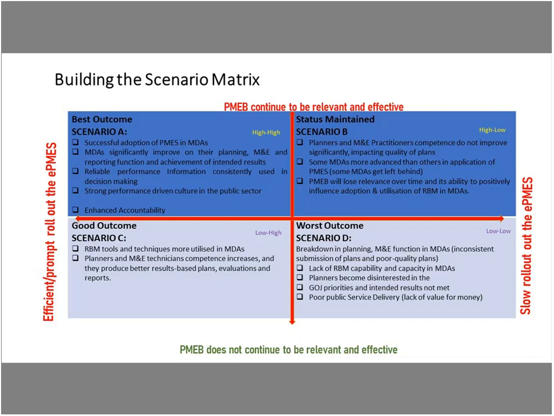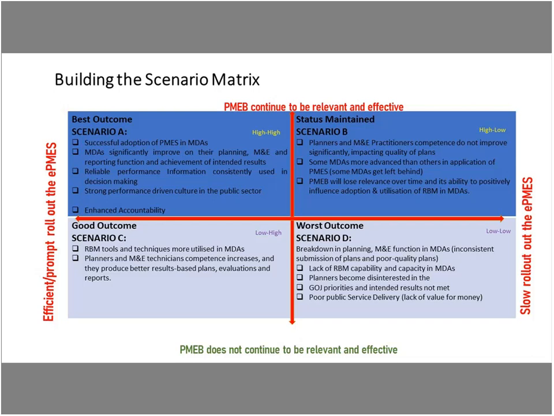And then we have to identify a worst case, where the impact of COVID is so dramatic that our branch and our unit would be negatively affected in terms of our relevance, and that would have a slow rollout of our systems. You would see through the brainstorming exercise that our planners would become disinterested, and we would not have results to track, and there would be poor public service delivery.